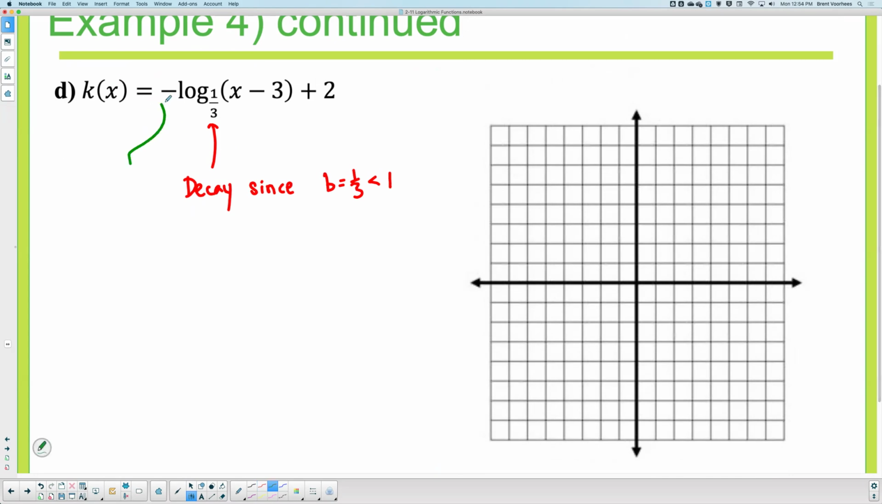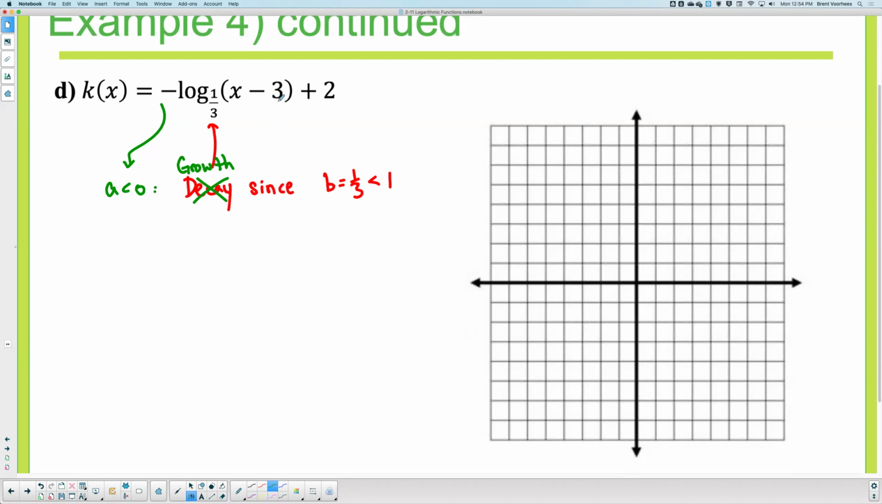If your A value is -1, that means A is less than 0. Will it still be decay then? What's it now become? It's going to be growth. So this graph will look like growth, because when A is less than 0, it goes backwards.